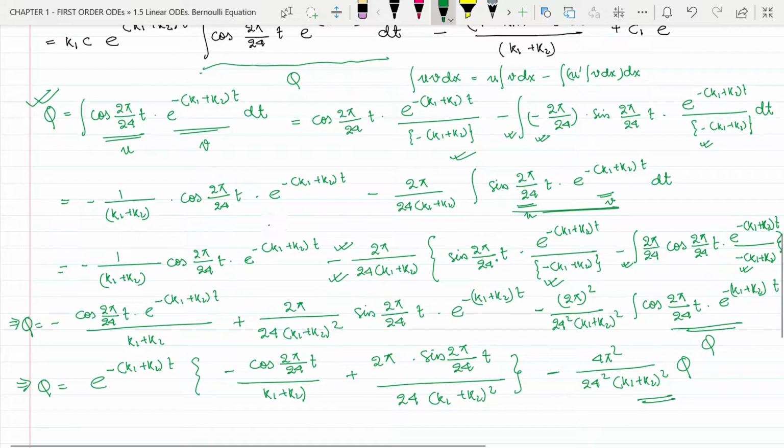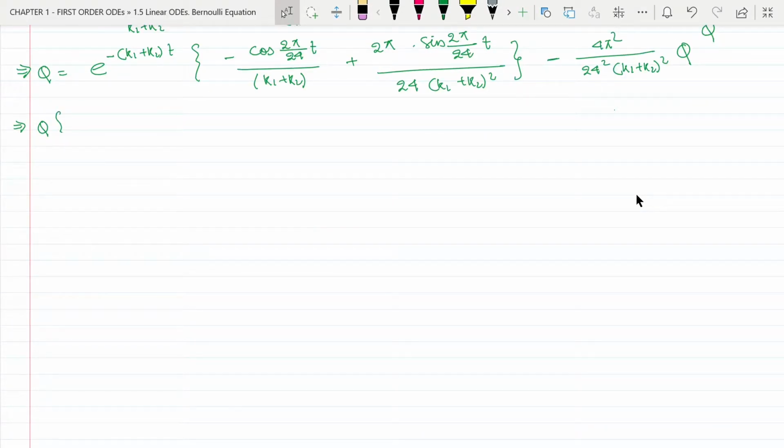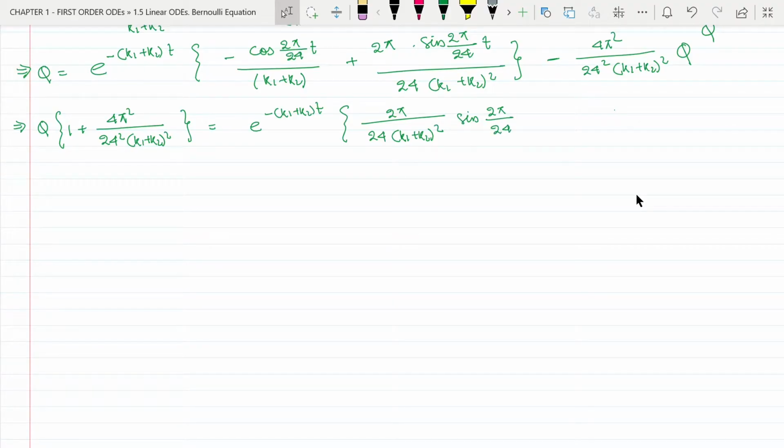This q term can be taken to the left hand side and this will be equal to q whole into 1 plus 4 pi square by 24 square (k1 plus k2) whole square, equal to e to the power minus (k1 plus k2)t whole into 2 pi by 24 (k1 plus k2) whole square, sin 2 pi by 24 t minus 1 by (k1 plus k2) cos 2 pi by 24 t.